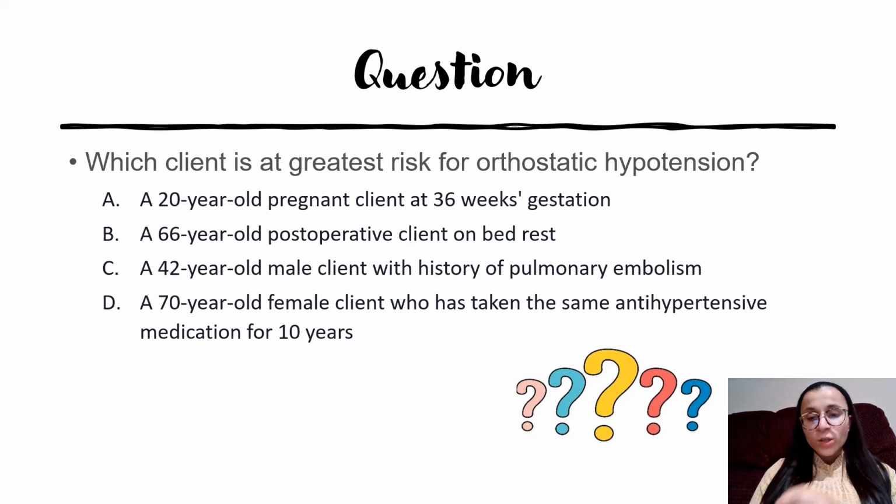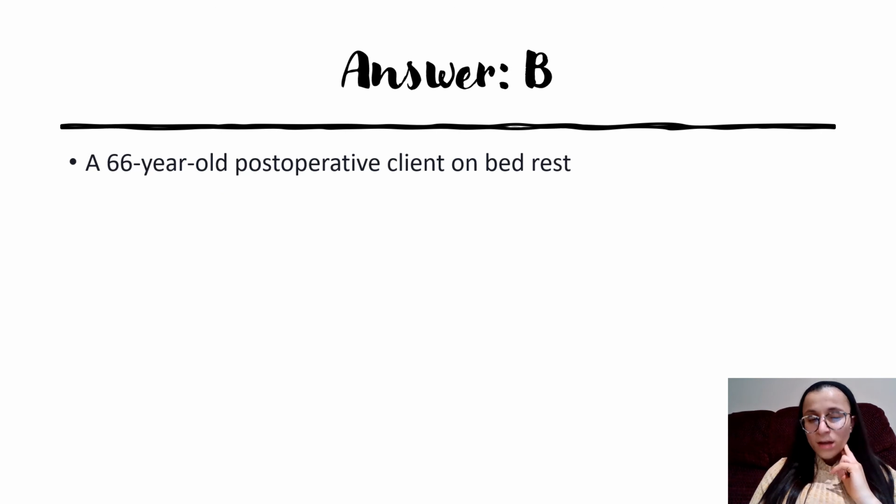Okay, question. Which client is at greatest risk for orthostatic hypotension? Number 1, a 20-year-old pregnant woman at 36 weeks gestation. Number 2, a 66-year-old post-op client on bed rest. Number 3, a 42-year-old client with a history of pulmonary embolism. And number 4, a 70-year-old female who has taken the same antihypertensive medication for 10 years. So let me give you some time. It's going to be the 66-year-old post-op patient on bed rest, because usually in the OR they give you a sedative or something to knock you out.